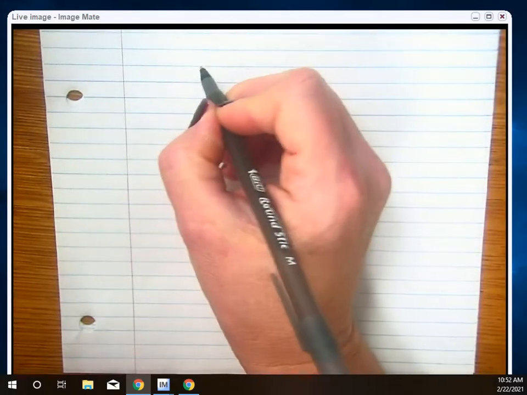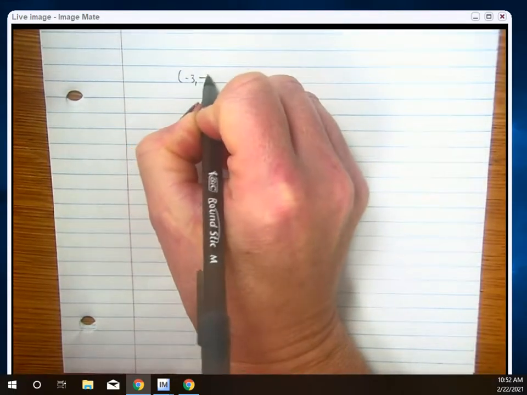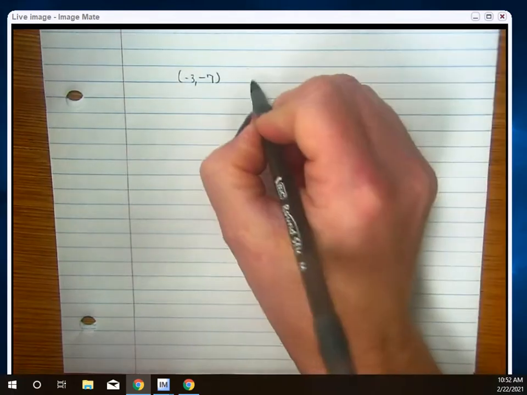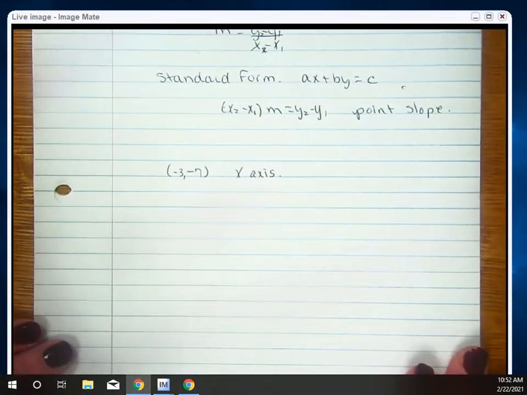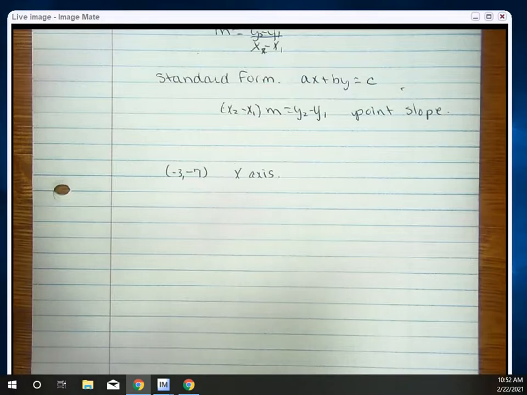On problems starting with, say, 37 to 48, you need to write the equation of a line that satisfies the given conditions. Express your final answers in standard form. It contains the point -3, -7, and is parallel to the x-axis. Okay, so in the last couple of examples, you said I needed the slope and a point.